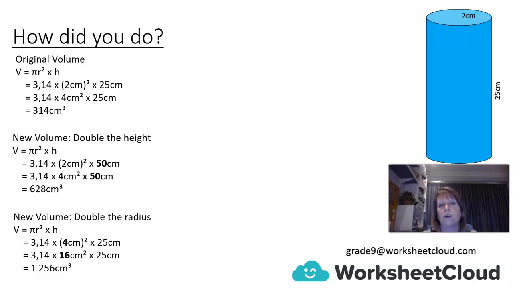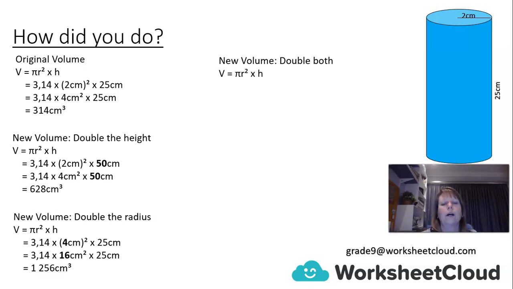Okay, so each of those volumes is different. The one is 314, that was the original volume. Then we doubled the height and got 628, and then we doubled the radius only and got 1256 centimeters cubed. Now, can you see there is a relationship there that we worked out with our first cylinder, with the yellow one? But let's see. Okay, so now we're going to double both of them and see what happens here.